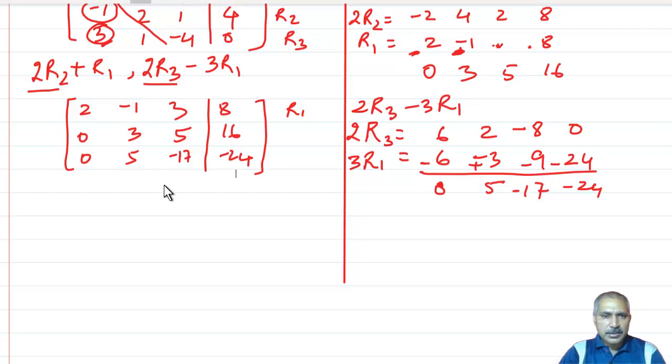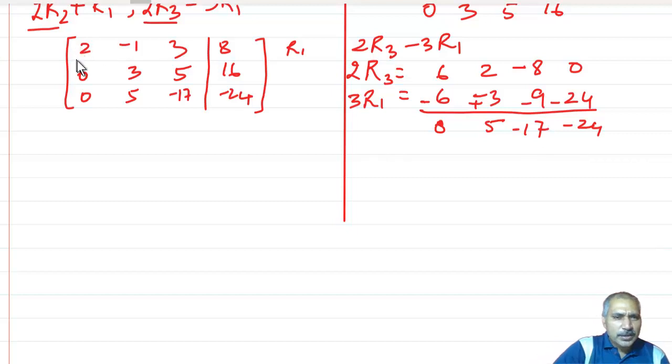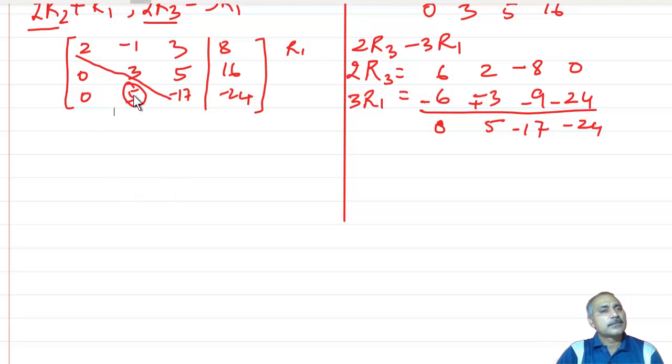We will be once again checking that. Okay. Now, if we look at this diagonal element, below the diagonal, only this element is left, that is 5. We have to make this as 0. This is 5, this is 3. LCM is going to be 15.